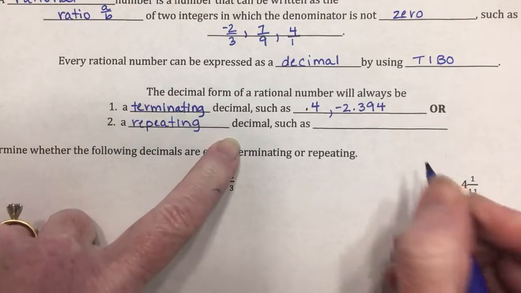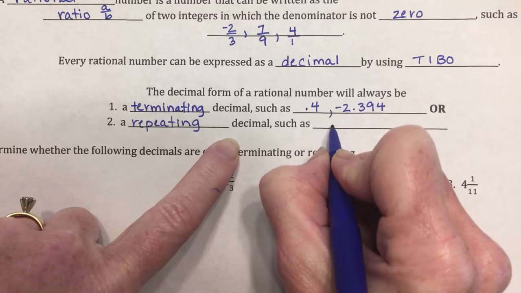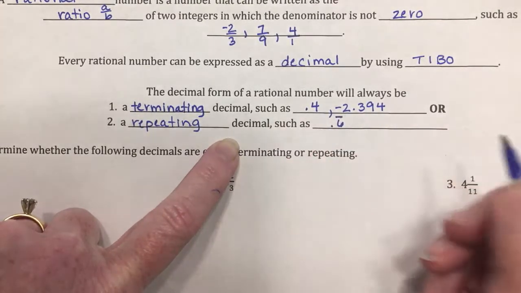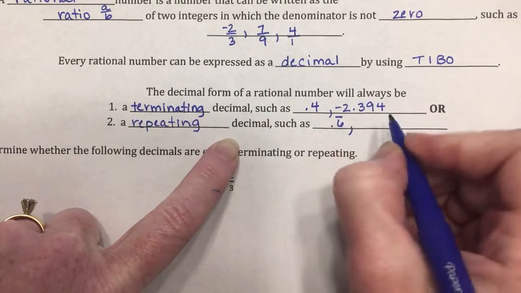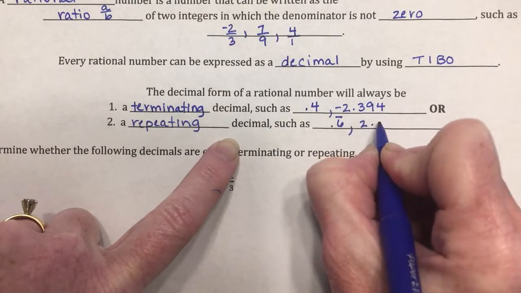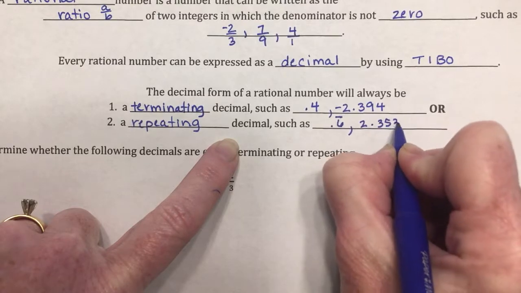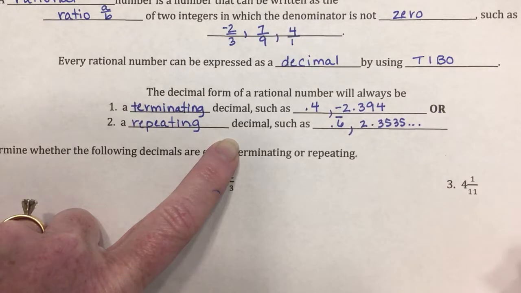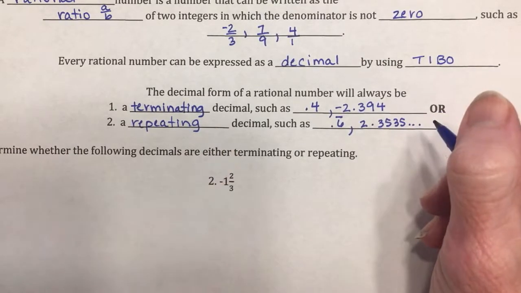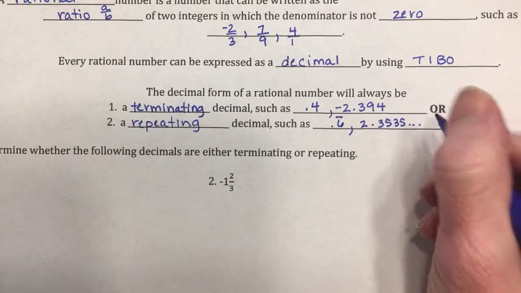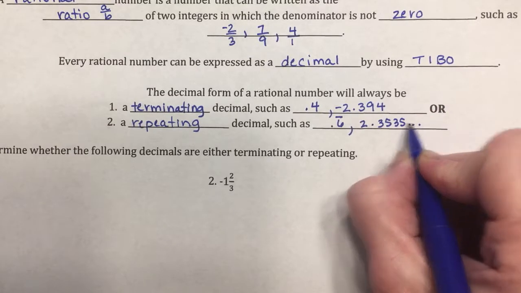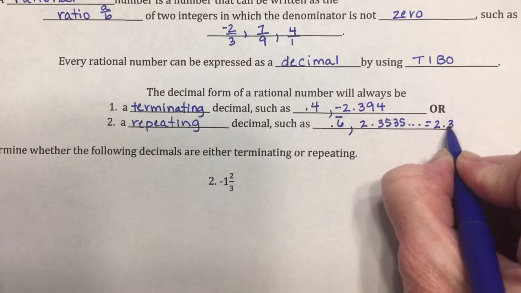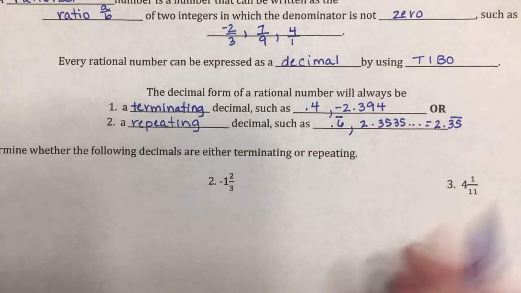Okay, and a repeating decimal would be something, and you've seen these before, like 0.66666. So when you put the line over it, that's a repeating decimal. You may see it written like 2.3535... You can obviously see that that's going to repeat. So this would also be an example of a repeating decimal. Just as a reminder, if 2 digits repeat, then the way to write that is to put the line over both of the digits.